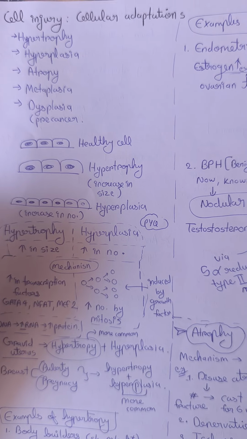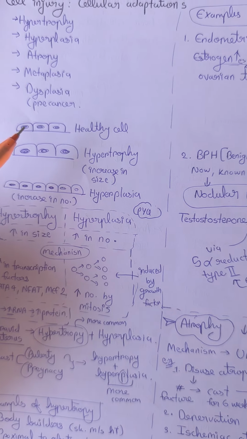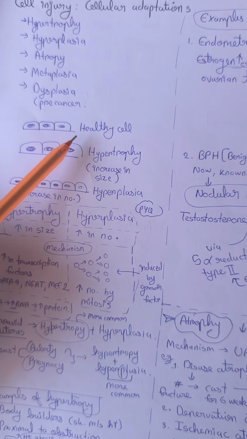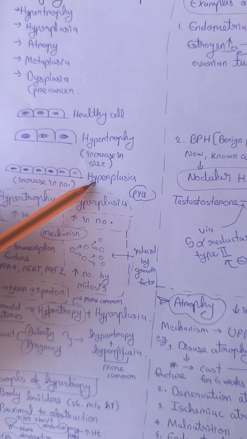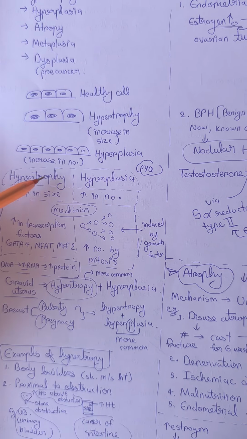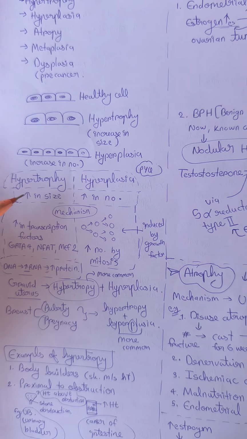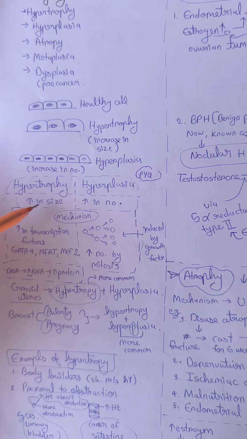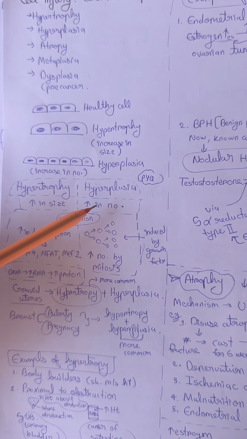Cellular adaptation. Now we will look at hypertrophy and hyperplasia. This is how a healthy cell looks. In hypertrophy there is an increase in the size, and in hyperplasia there is an increase in the number of cells. The difference between hypertrophy and hyperplasia is an important previous year question. In hypertrophy there is an increase in the size of the cell, whereas in hyperplasia there is an increase in the number of cells.